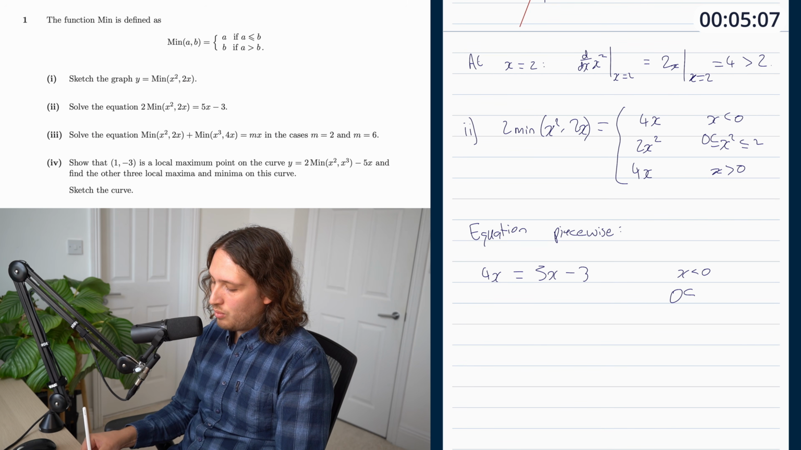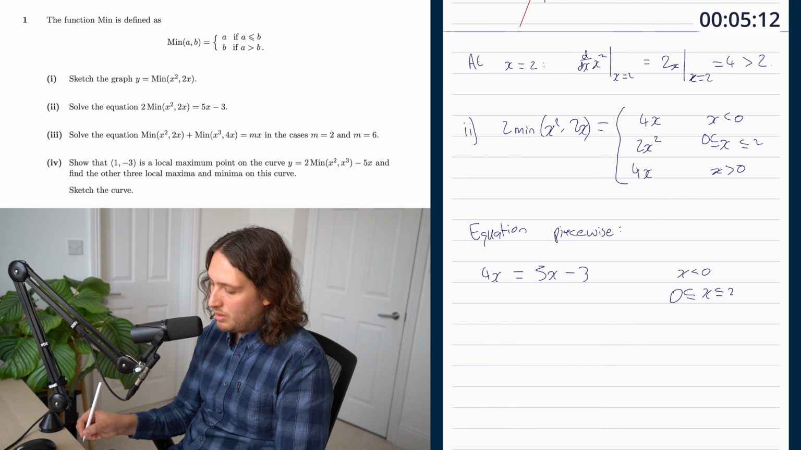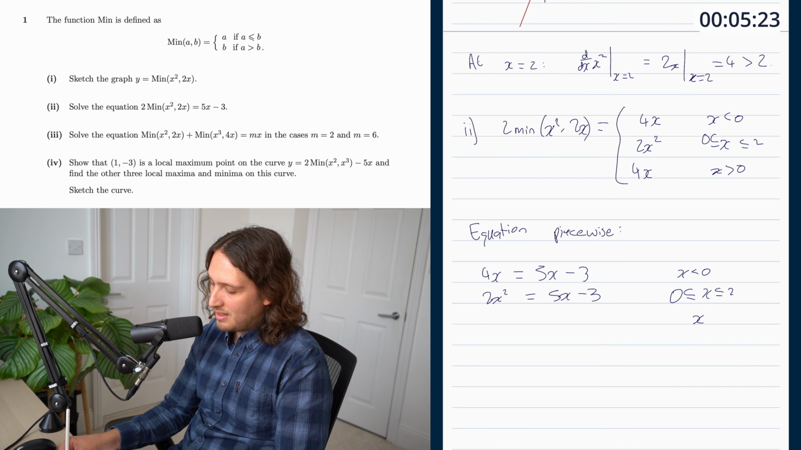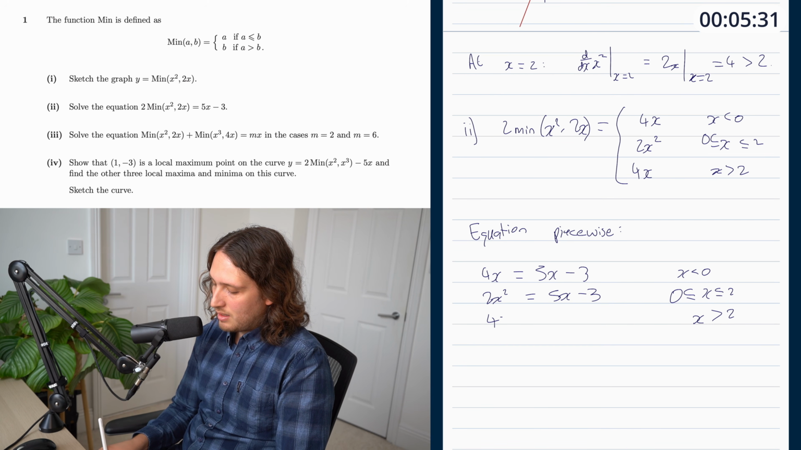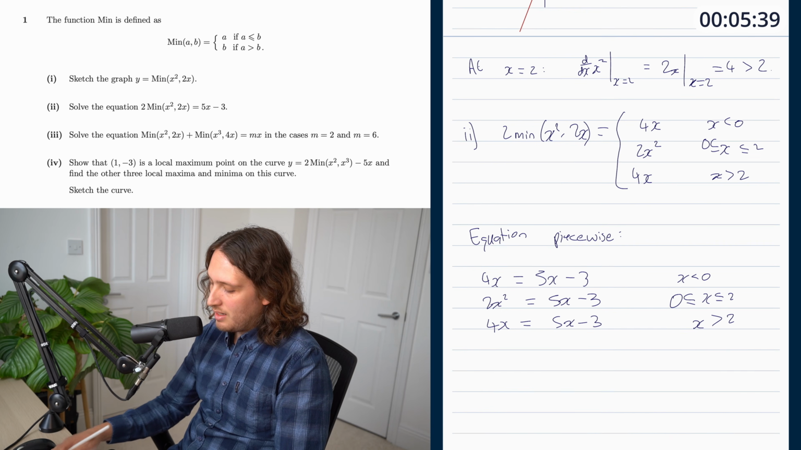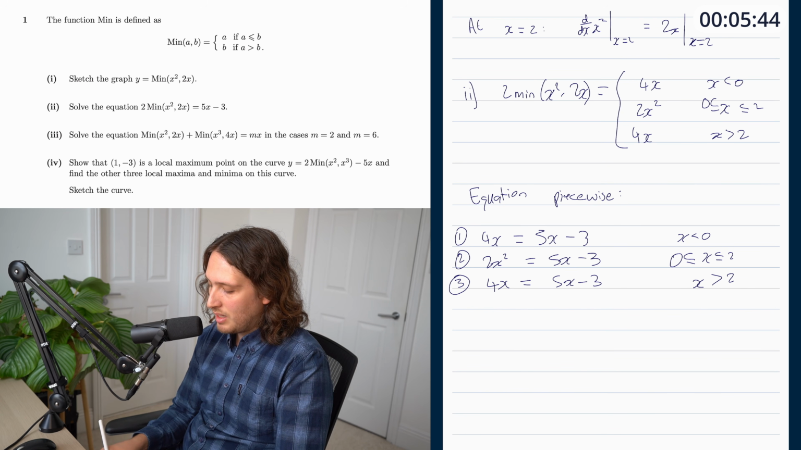On 2, and sorry, that should say x, not 2x, not x squared. And then from 0 to 2, I've got 2x squared equals 5x minus 3. And then for x greater than 2, we've got 4x equals 5x minus 3. Did I write those other domains wrong? No, they were all fine. Okay, so I'll denote these 1, 2, 3, just so that it's easier for me to now work case-wise.